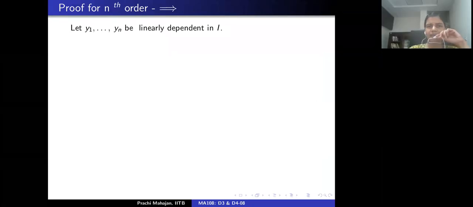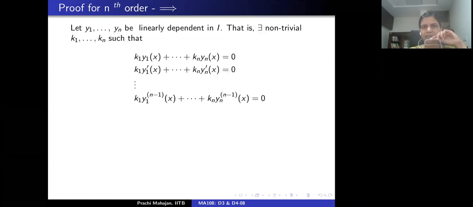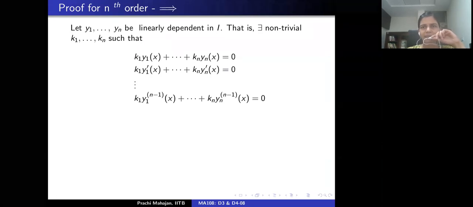But nevertheless, let's see the proof. So as I said, let's start with y1, y2, ..., yn, n linearly dependent functions on the interval I, which means that by the definition of linear dependence, there must be k1, k2, ..., kn, not all zero, such that k1 y1 plus k2 y2 plus ... plus kn yn is zero, and this holds on the interval I, correct?